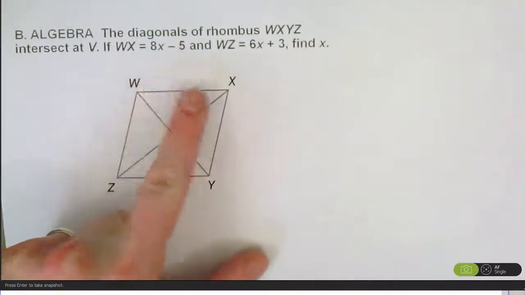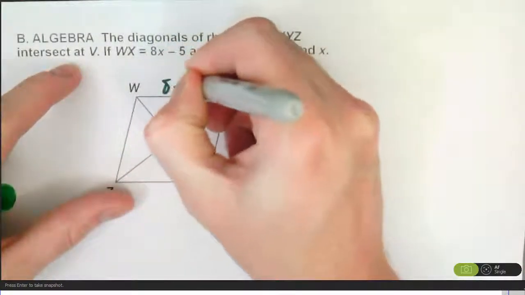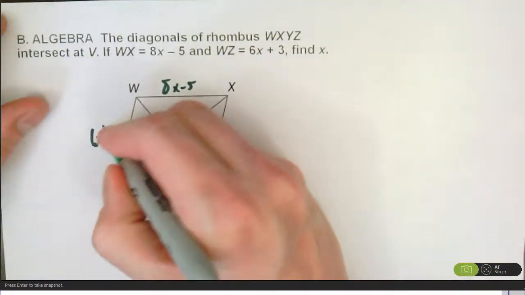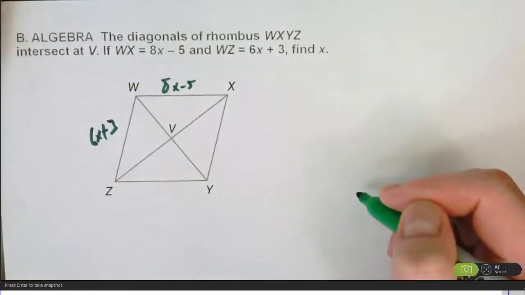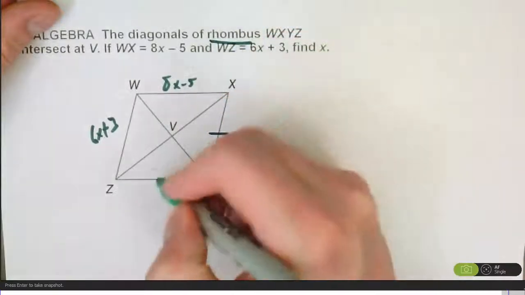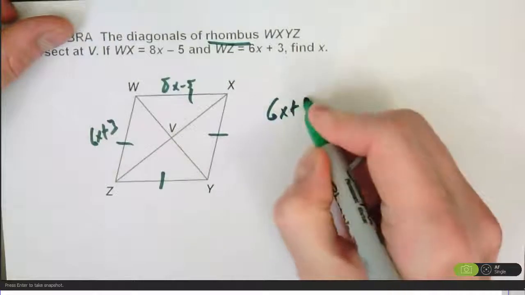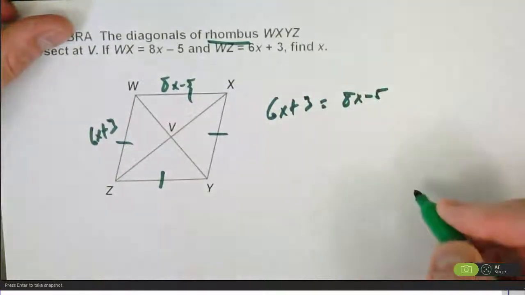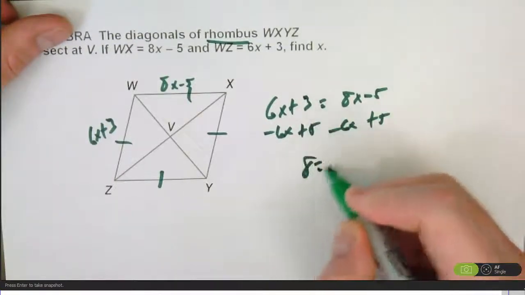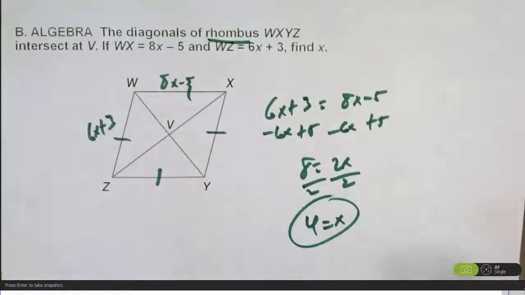But this time WX is 8x minus 5, and WZ is 6x plus 3. They want us to find x. Well, this one they couldn't have made easier if they tried, because what do we know about a rhombus? All four sides are congruent. So 6x plus 3 has to equal 8x minus 5. So subtract 6x, subtract 6x, add 5, 8 equals 2x, divide by 2, 4 is equal to x.